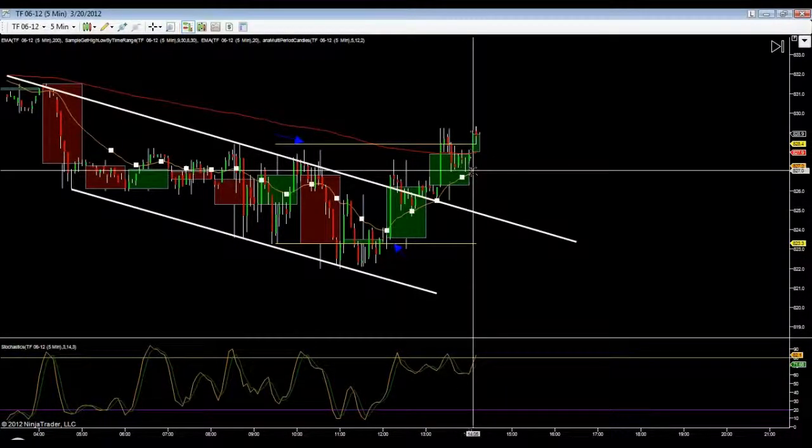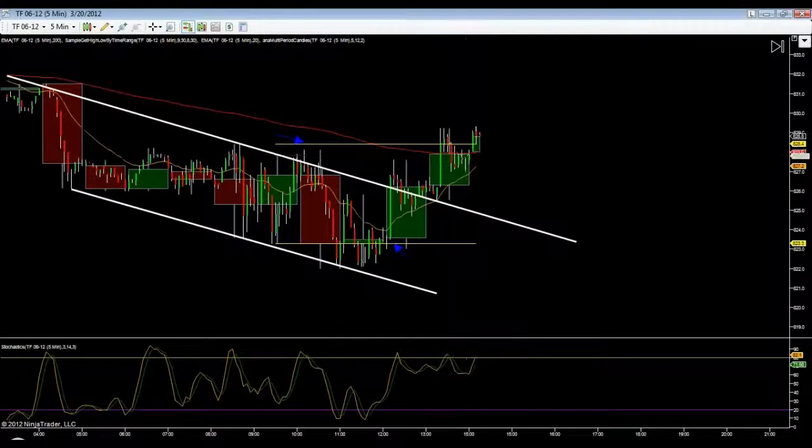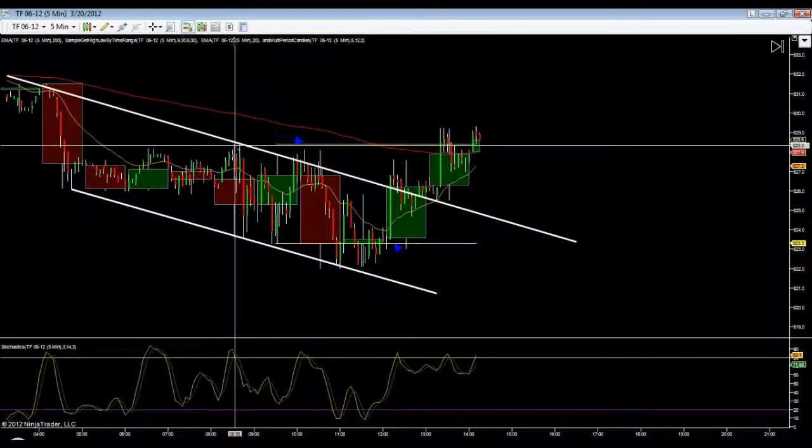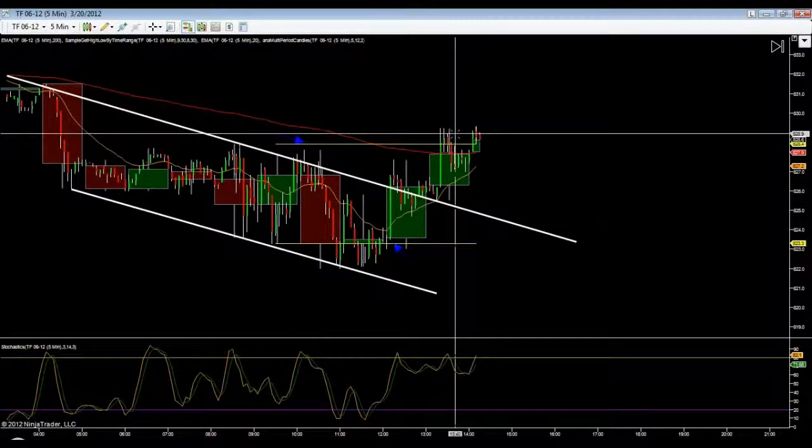That's the 20 moving average, and then the 200. So we're just kind of squeezing up into this high of the first 30 minutes of the day. I mean, there's really nothing here.